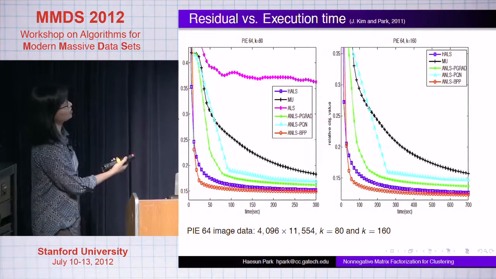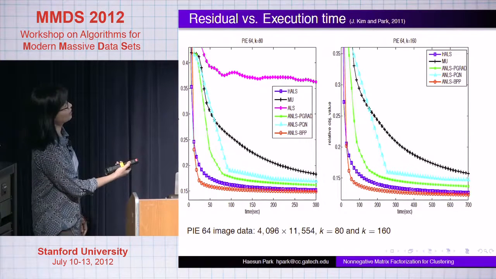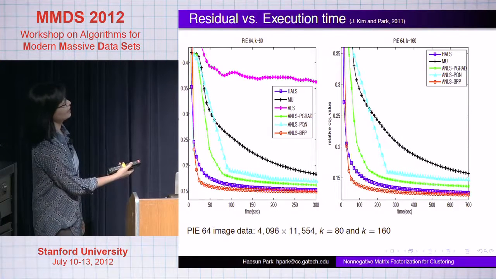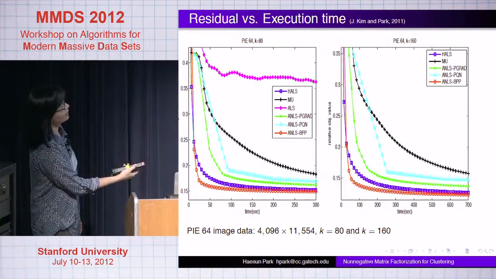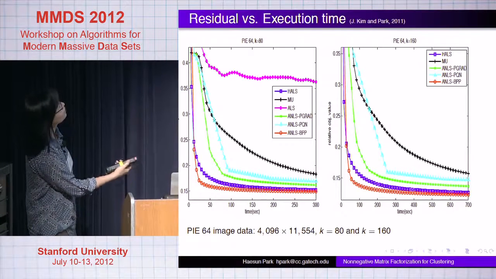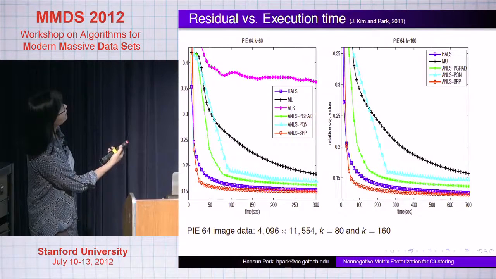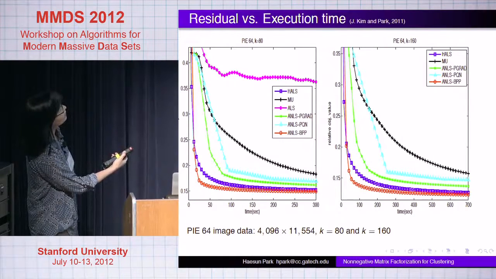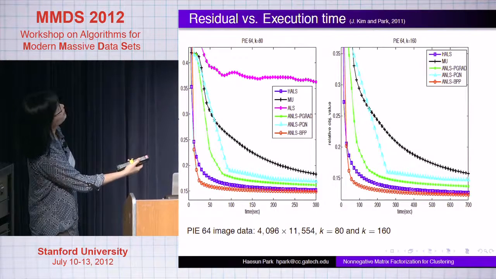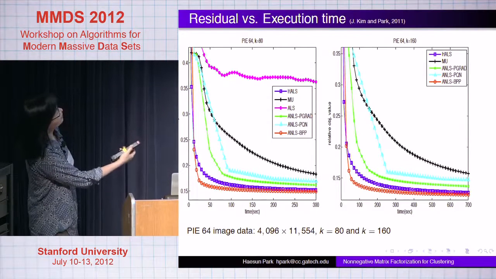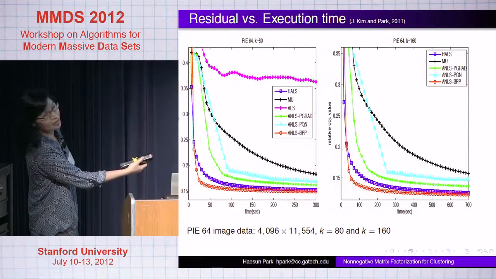Now this is image data, so the matrix is not sparse. This graph is when k is 80. This graph is when k is 160. And again, you can see that ANLS-BPP and Hals are the two fastest. And here, these are the two fastest. And sometimes the multiplicative updating method can be very slow.